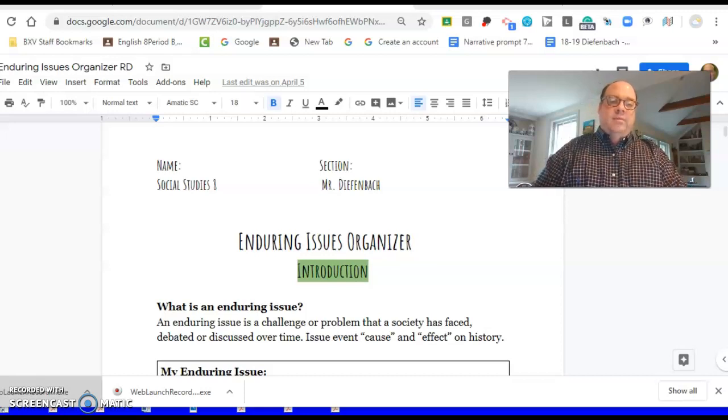I'm just checking in with you this morning because you are going to be needing to hand in 2 examples for your enduring issues tomorrow. And I want to make sure that you're being detailed, thorough, and including good information in your graphic organizers. Some of you I've been looking through.